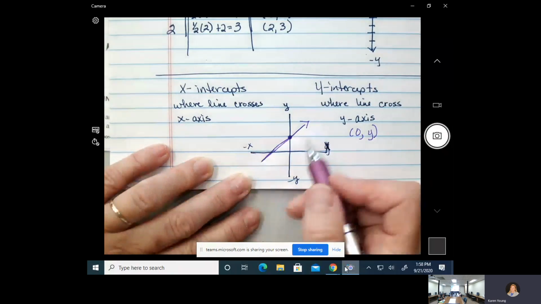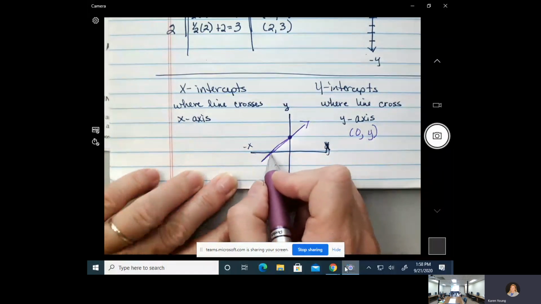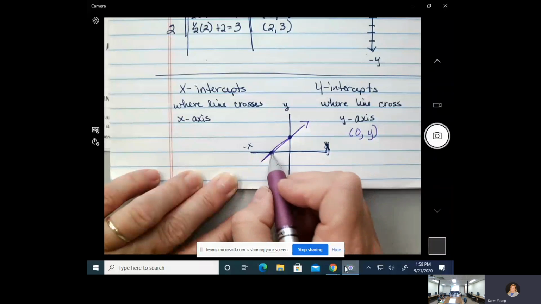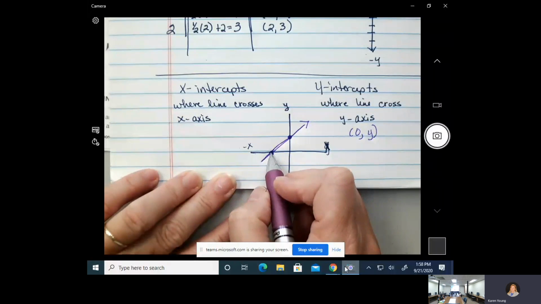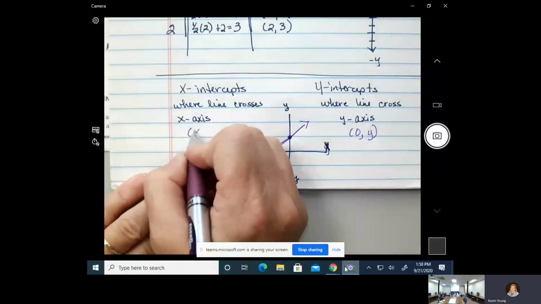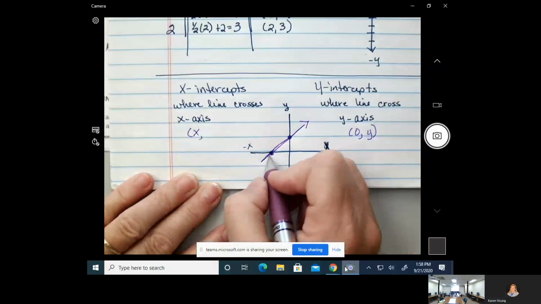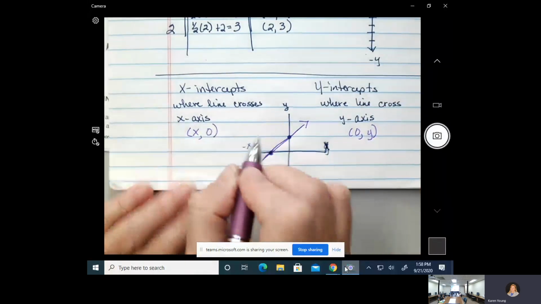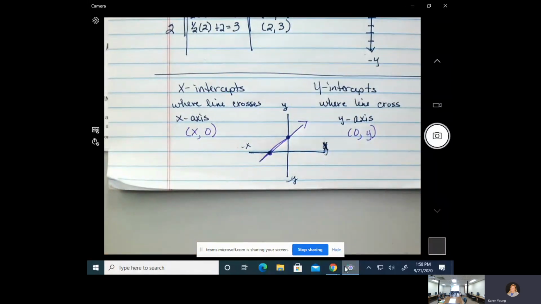Same thing with the x-axis, except what is the value? It's the value of y that's 0 this time, right? So my x is going to be whatever x is, and my value of y is 0. That's how you know you've got the intercepts. If you've got the x-intercept, y is 0. If you've got y as 0, then you've got the x-intercept. If you've got x as 0, then you've got the y-intercept.